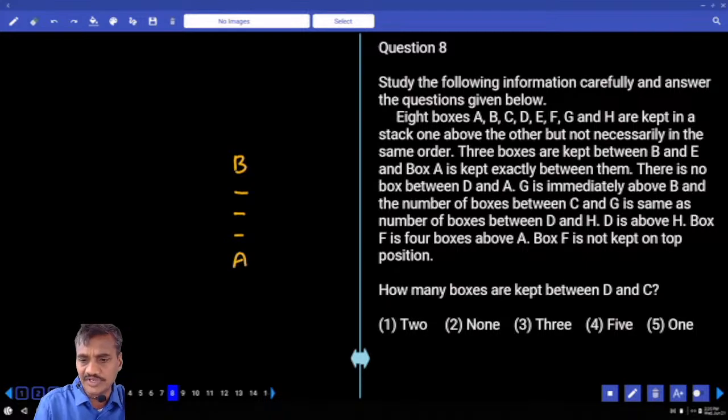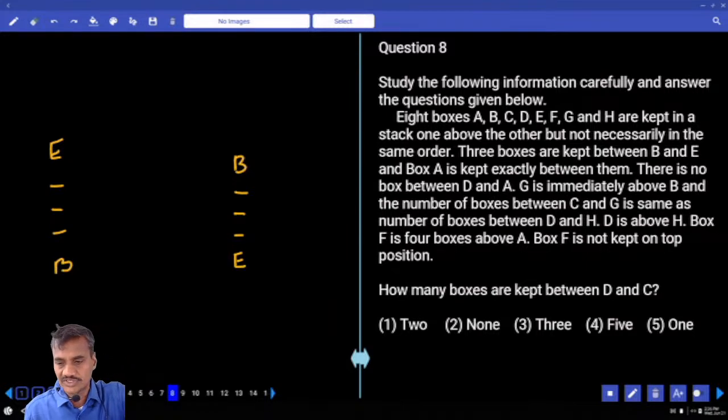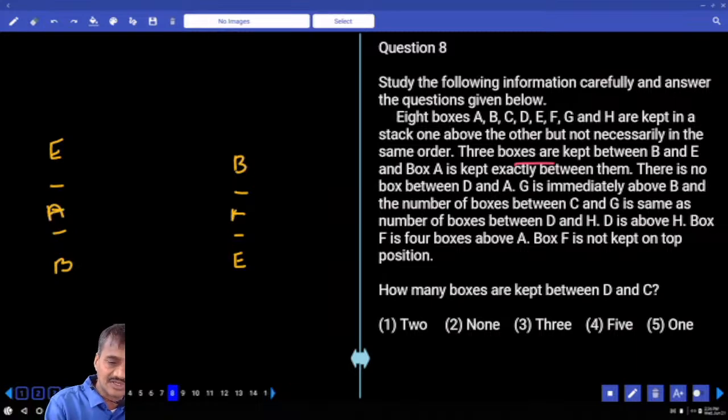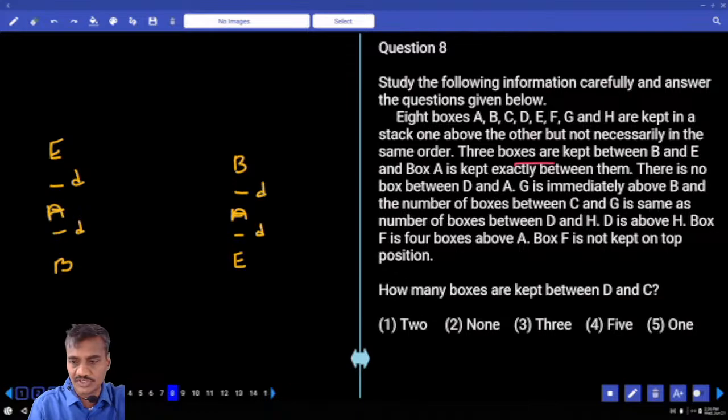Yes, and 3 boxes between B and E. Now 3 boxes between B as well as E, if E is above B, then 1, 2, 3, 3 boxes between B and E. The next one, 3 in between B and E. The next, A is kept exactly between them, and C must be exactly between them. A is here. Now here also A is adjacent, and there is no box between D and E. Hence D and E are adjacent to each other.